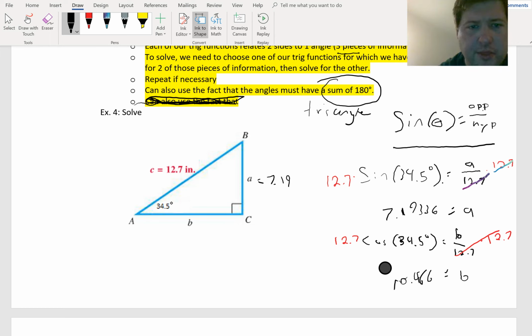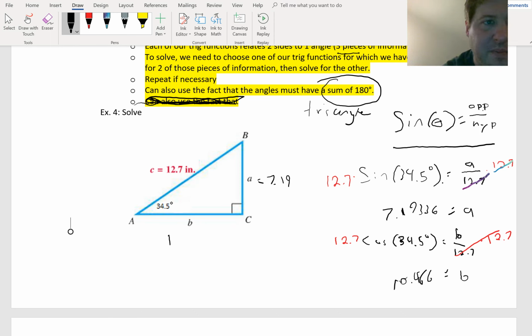But again, I only want 3 significant digits for this, so over here I'm going to write 10. What the heck? Why is it doing this? Ink to shape. Okay, I need to turn that off. There we go. It wants me to delete these manually. Got it.